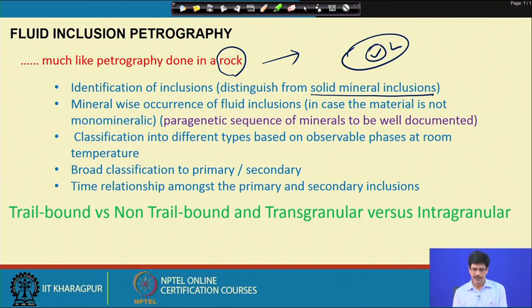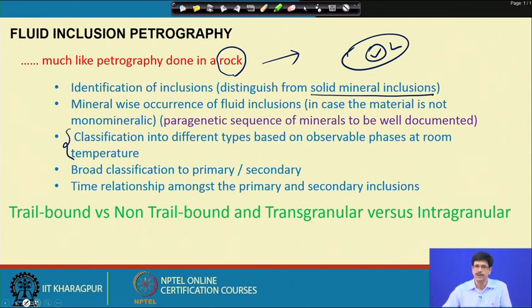So, the classification into different types based on observable phases at room temperature, and the broad classification into primary and secondary. Now, the situation which needs to be closely looked into is the classification into different types. Generally, it is invariably true that if we look at host minerals from a wide diversity of geological situations, it would be hardly possible to see only one type.